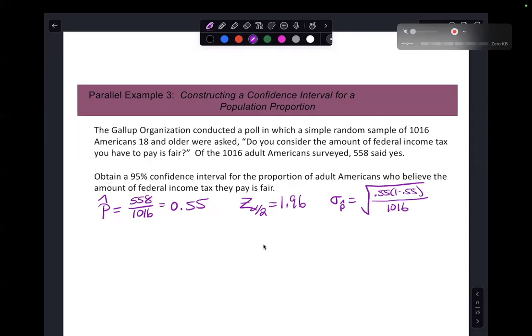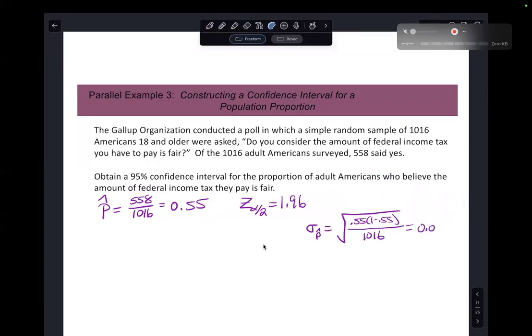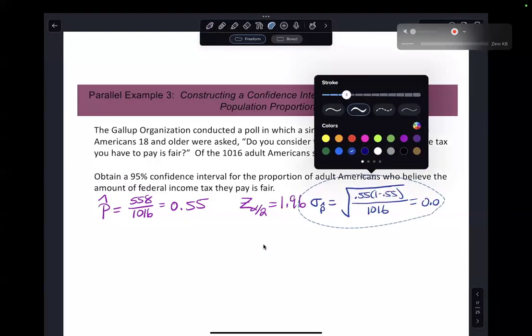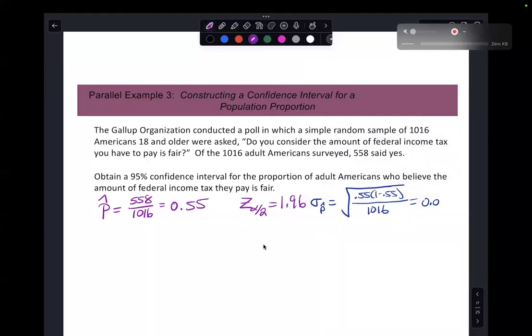Okay, 0.55. All right, this is about 0.0. I'm out of room. Let me move things over. Okay, let me just make it a different color then if it's gonna encroach. Okay. So 0.016, that's what I'm gonna write. That's a different color, but it'll live. Okay, so this would be my standard deviation.